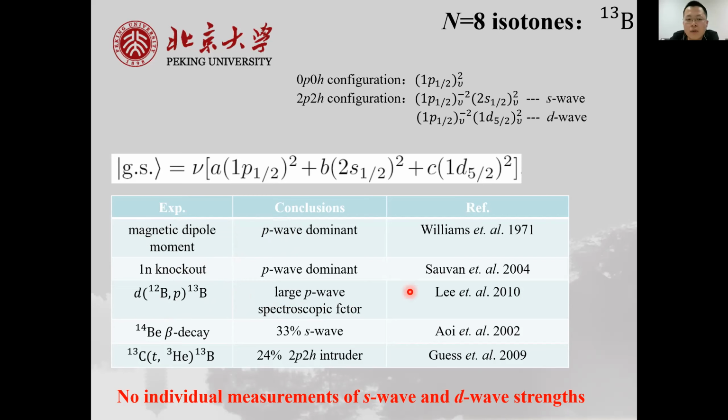As for the S wave intruder and D wave intruder, in a beryllium-14 beta decay experiment, they indirectly deduced 33% S wave. This is very large. In a charge exchange reaction, they give 24% two particle two-hole intruder. This one includes S wave intruder and D wave intruder. But until now, no individual measurement of the S wave and D wave components has been obtained.